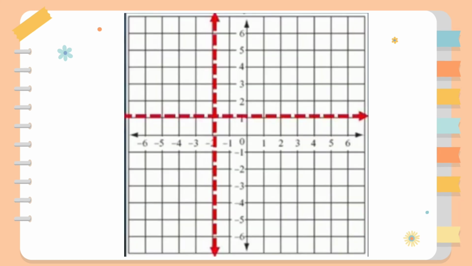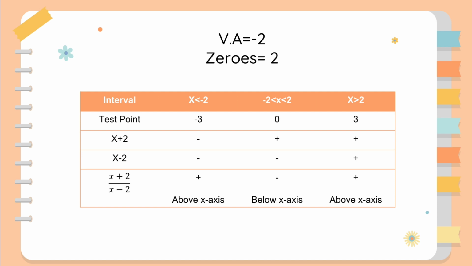This graph shows our vertical and horizontal asymptote. This is the first thing you will do. Next, plot the intercepts, so we have 2 for our x-intercept and negative 1 for our y-intercept. Then, we make our interval table. In order to make one, you only need the values from your vertical asymptote and 0, and that is negative 2 and 2. So our test point for x less than negative 2 is negative 3, for x greater than negative 2 but less than 2 is 0, and for x greater than 2 is 3.